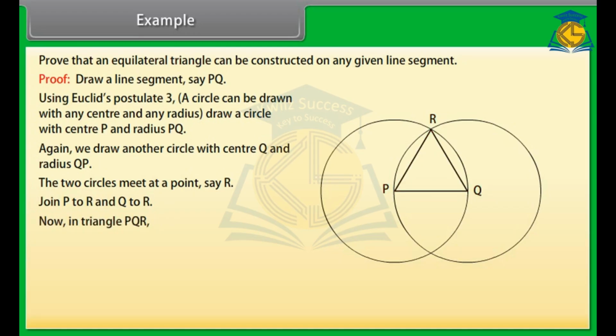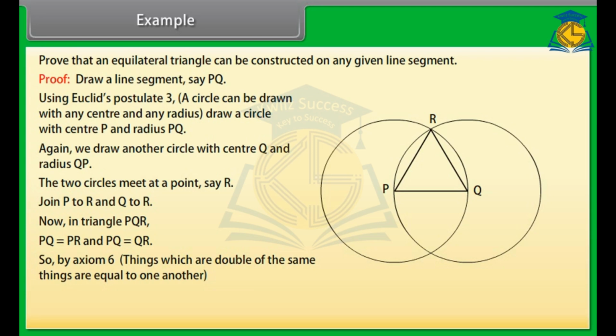Now, in triangle PQR, PQ is equal to PR and PQ is equal to QR. So, by axiom 1, things which are equal to the same thing are equal to one another. We get PQ = QR = PR. Hence, triangle PQR is an equilateral triangle.